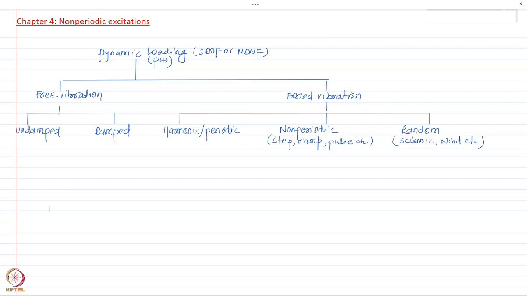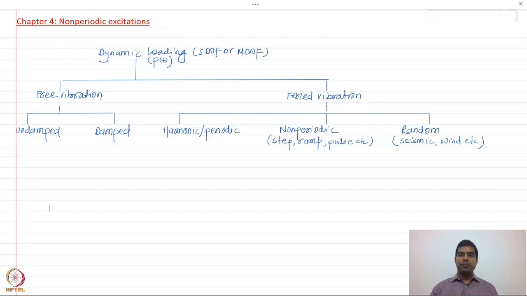Welcome back, everyone. In previous lectures in this course, we have seen how to obtain the response of a single degree of freedom system subject to either free vibration or harmonic excitation, and we did that for damped and undamped systems. But in reality, there are several other types of loading which may not be described using harmonic loading.